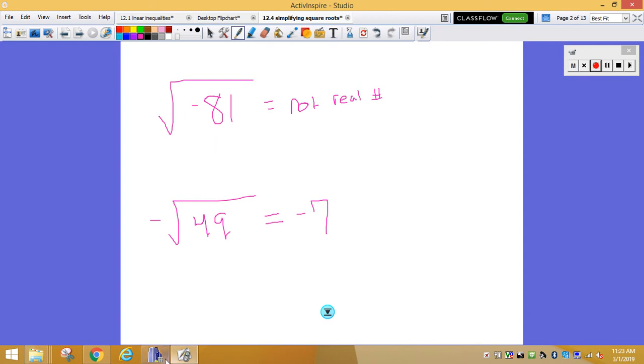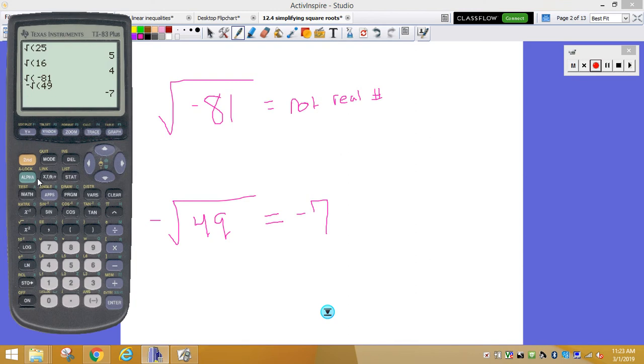But again, if you're not sure about the rule, do your calculator. And if you type this in, again, it's going to tell you, whoa, there's an error. It's not a real answer. It's not a real number. Okay?